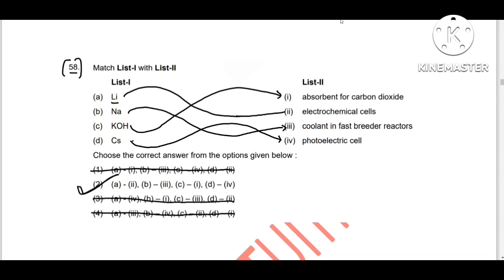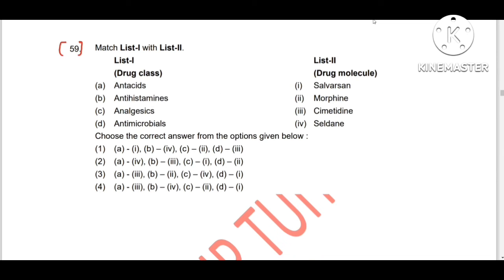This question is also basic from NCERT. I hope this concept is clear. Now let us discuss question 59. Here also match list 1 with list 2. Firstly, go with the familiar one. I go with the antacids. I know the drug of antacid is cimetidine. That means A matches with 3. Now let us verify the given options. Options 3 and 4 match A with 3. The remaining options you can easily eliminate.